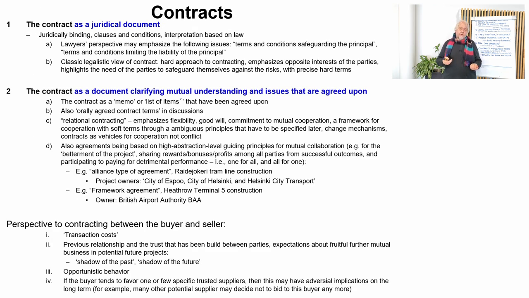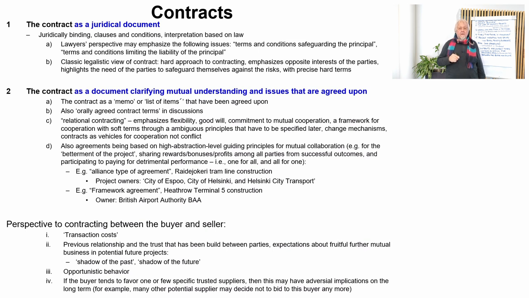Okay, now contracts. Contracts are juridical documents, this item number one in this slide. So they are juridically binding, and many times the legalistic or juridical perspective emphasizes the opposite interests of the parties. And many times the lawyers, for the benefit of their principals, add safeguarding clauses that safeguard the principal or limit the liability of the principal. And that is very important, of course, that there are some limiting clauses, you must take care of that when you are making a contract.